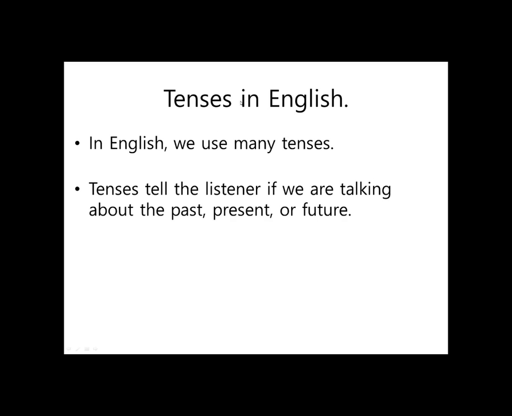Okay, tenses in English. In English, we use many tenses. Tenses tell the listener if we are talking about the past, the present, or the future. Tenses give us a time frame. They tell the listener when we're talking about. We do this by changing our verbs. Okay, remember verbs can be action words, and they can also be like the be verb, which is a linking verb.